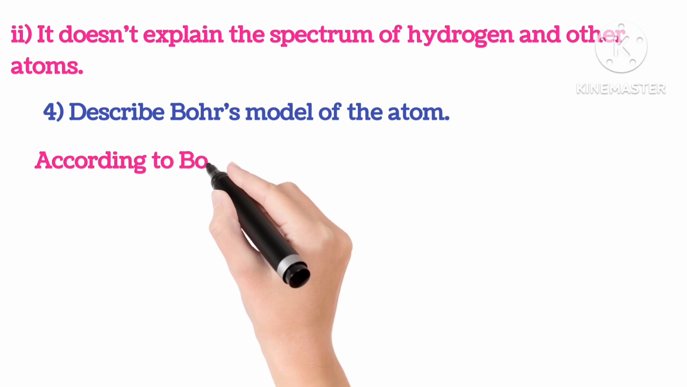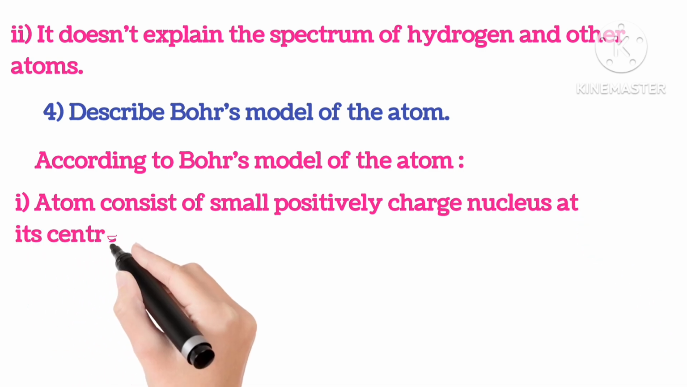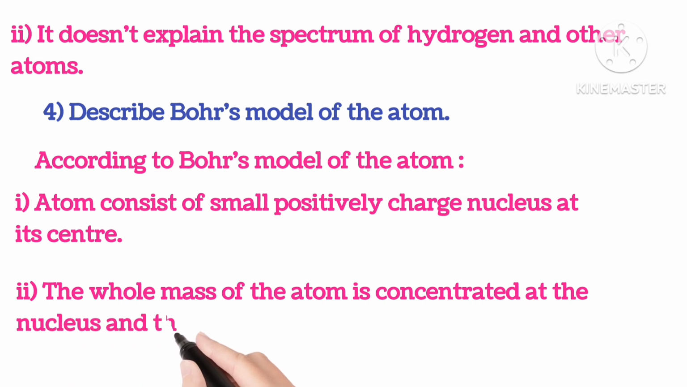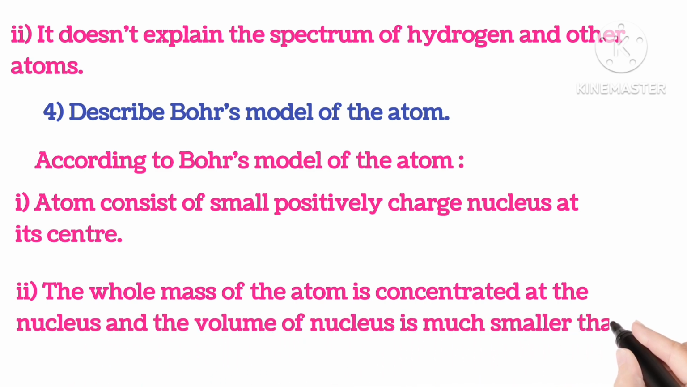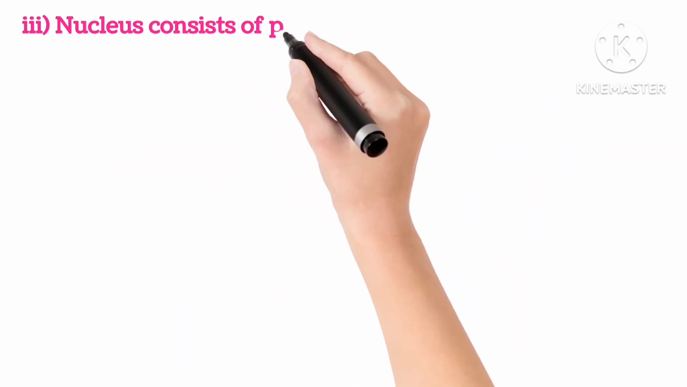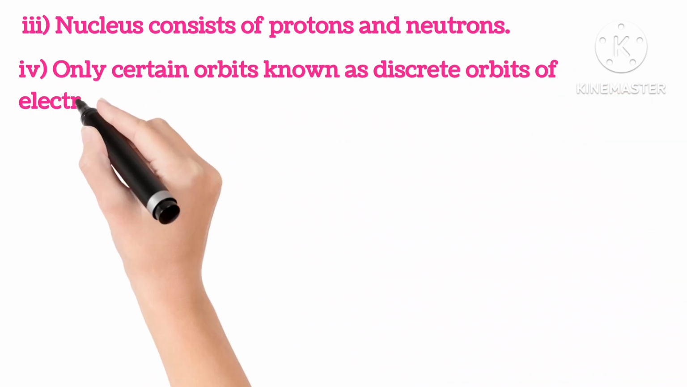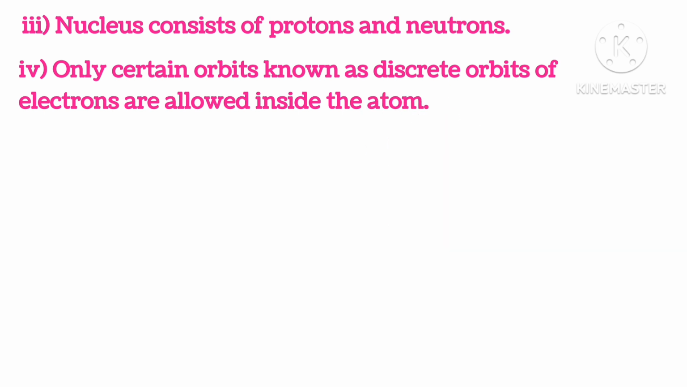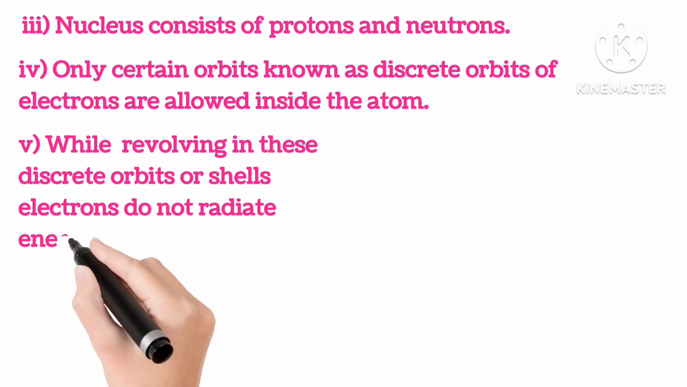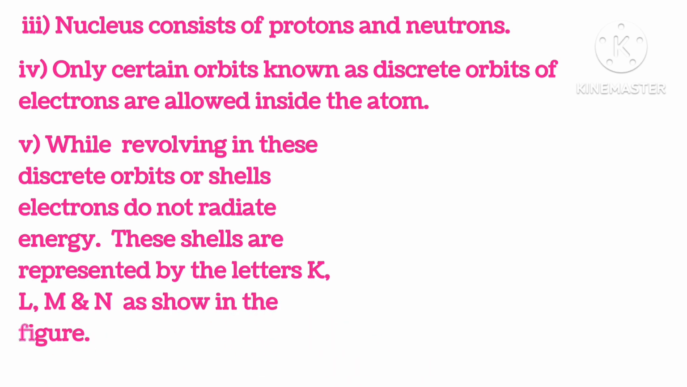Describe Bohr's model of the atom. So according to Bohr's model, the atom consists of a small positively charged nucleus at its center. The whole mass of the atom is concentrated at the nucleus, and the volume of the nucleus is much smaller than the volume of the atom. Nucleus consists of protons and neutrons. Only certain orbits known as discrete orbits of electrons are allowed inside the atom. While revolving in these discrete orbits or shells, electrons do not radiate energy. These shells are represented by letters K, L, M and N as shown in the figure.